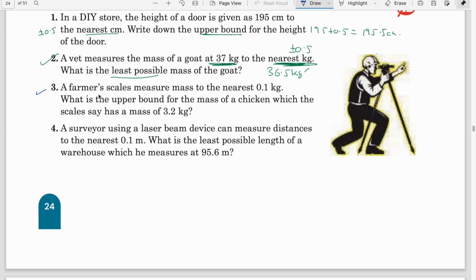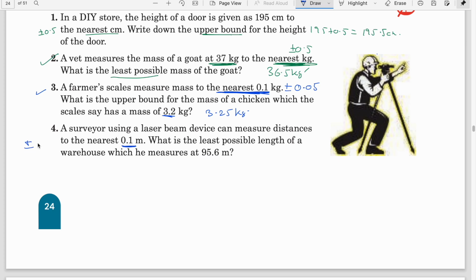Try question number 3. A farmer's scale measures the mass to the nearest 0.1. So what will we add or subtract? Half of this 0.1, which is 0.05. So what is the upper bound for the mass of the chicken which scales 3.2 kg? 3.25 kg.